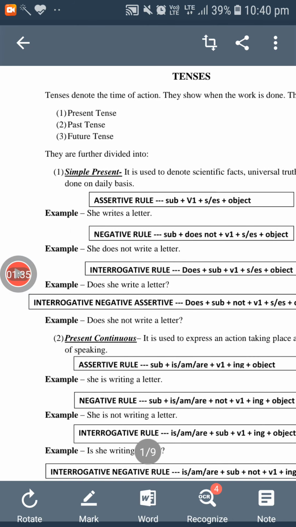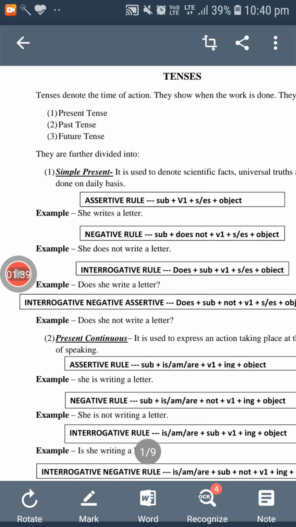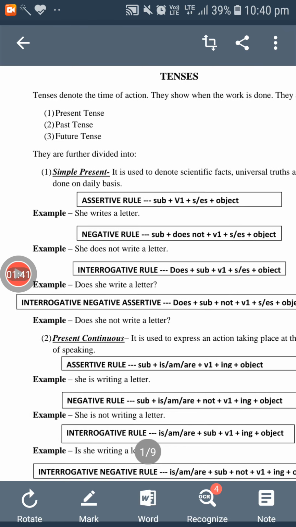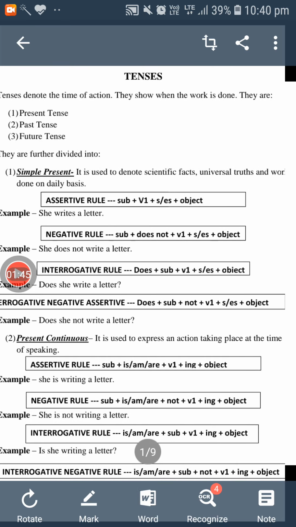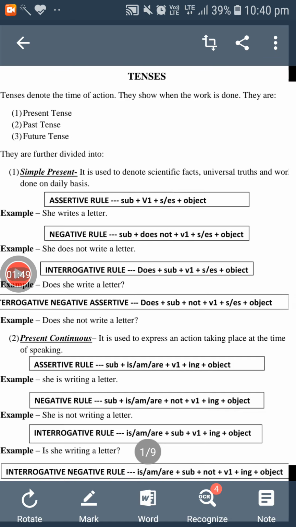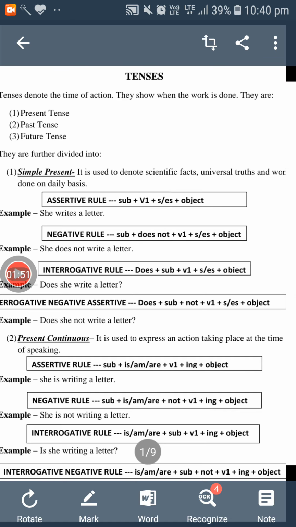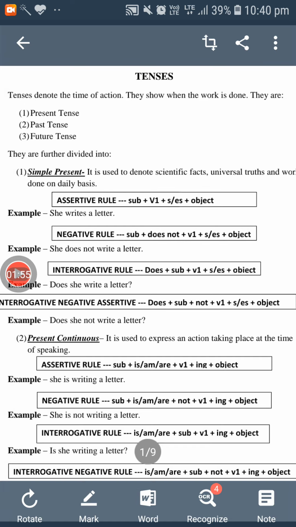There are examples given on the slide, you can see and mark them down in your copies. Then the interrogative negative sentence also we can make, like we can use does plus subject plus not plus v1 plus s and es plus object.